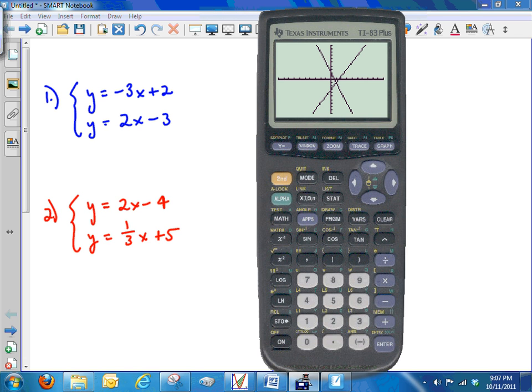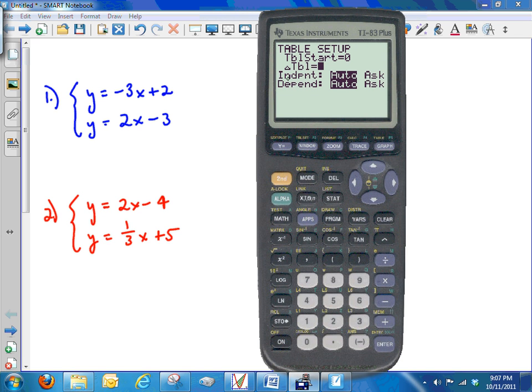Now, how do you set up a table of values? Well, first thing you want to do is go to your table set, which if you see here, I'm circling around the window button, and above window it says TBL set, table set. So if you press second, then the window button, you'll get your table set up. And a table start of 1, or oftentimes I'll put 0, is often a good place to start.